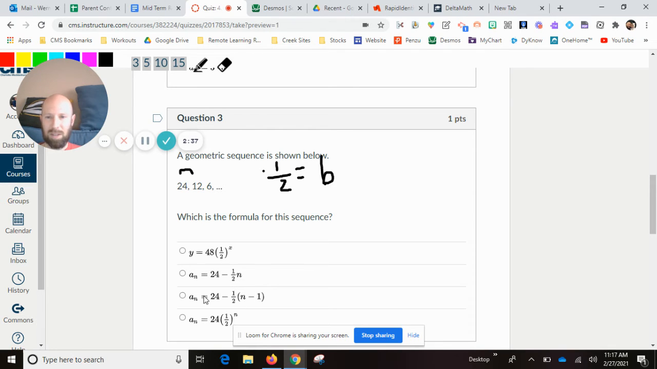We haven't done anything with parentheses. Nope, that doesn't look good. That is a half. Our equation also is multiplying. It's a times b to the x. This would be a minus b, so nope, that can't be it. So we need to find out what our original value is. If we go the opposite direction, we would times by 2. 24 times by 2 is 48. That means 48 is our a. And there is the answer.